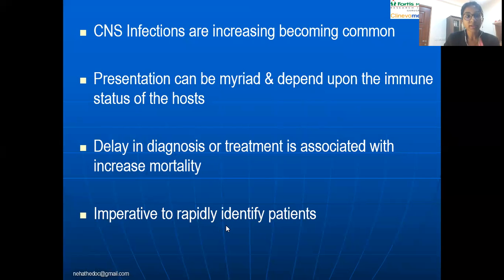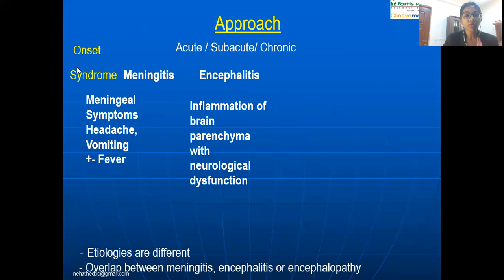perform useful diagnostic measures to identify the patients with CNS infections. Now, when we are talking about approach to a patient with meningitis, whenever we talk about any syndrome, this forms the basis. We have to look into what is the onset of illness. So, whether it's acute, subacute, or a chronic illness, that's extremely important. And then we must identify whether it's meningitis or it's encephalitis.